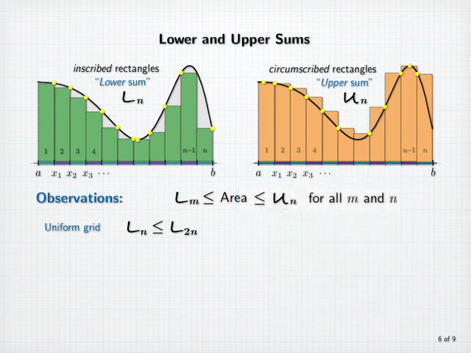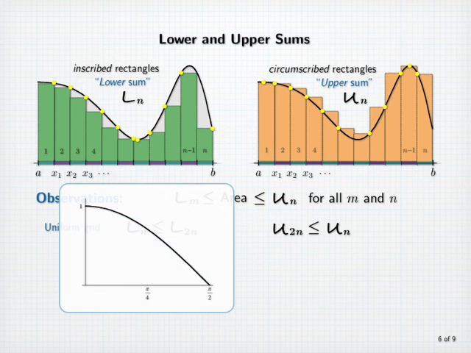Similarly, if we double the number of rectangles, then the upper sum can only decrease. Here's a picture to illustrate that. Here's an upper sum using 4 rectangles. By doubling the number of rectangles, we end up with a lesser total area.